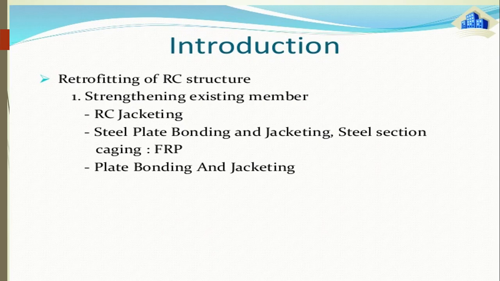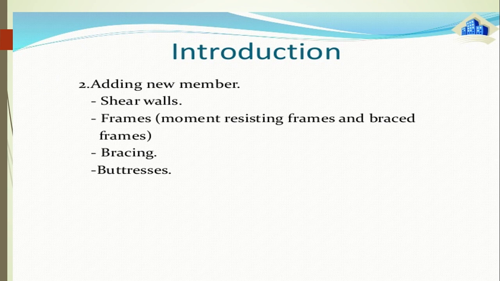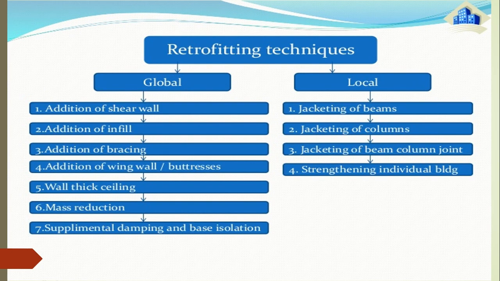So how could this retrofitting be done? The first one is strengthening of existing members, which could be done by RC jacketing, steel plate bonding and jacketing, steel section caging, plate bonding and jacketing, etc. And the next is by adding new members, that is by shear walls, by bracing, by means of providing buttresses, etc. See, these are the retrofitting techniques.